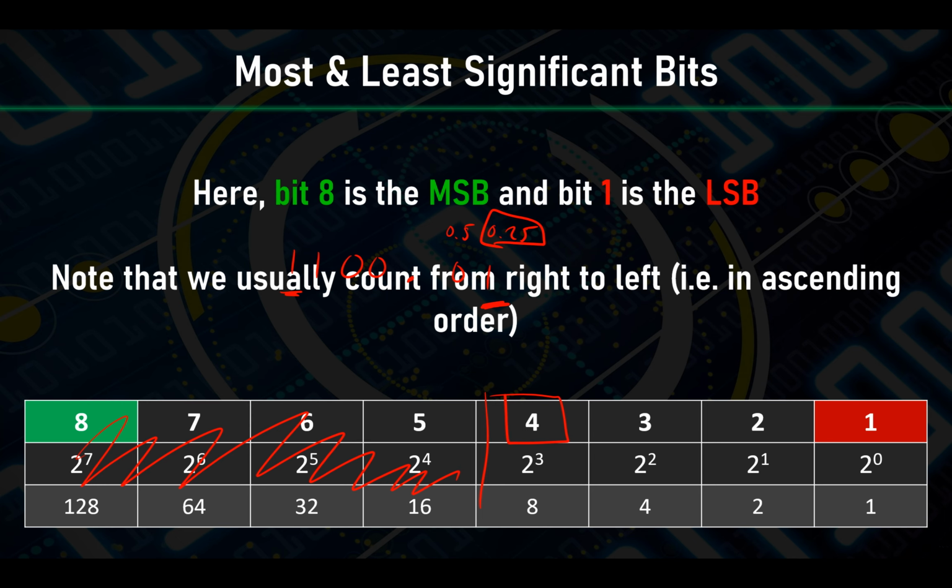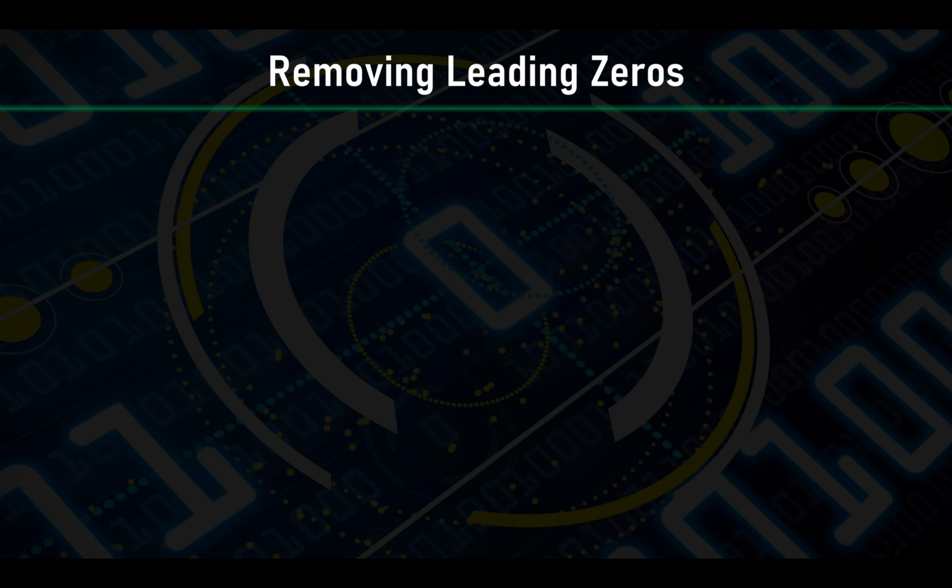And note that we usually count from right to left. So this here is bit position 1, then we're getting bigger going from right to left. So don't do this, don't go bit 1, bit 2, bit 3, bit 4. It's actually the other way. The smallest value is going to be bit 1, then the biggest value is going to be, in this case, bit 8.